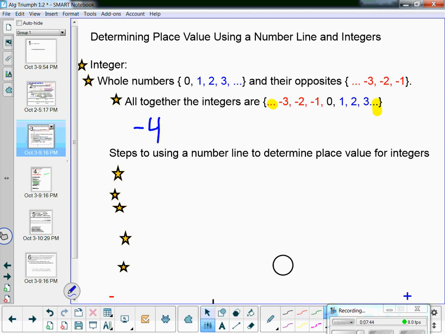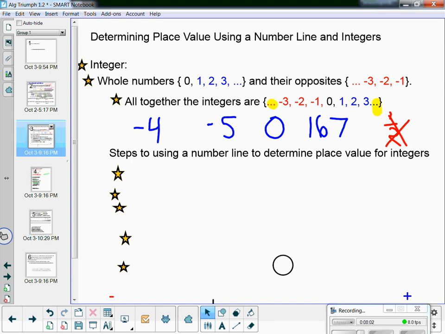Negative 4 is an integer. Negative 5 is an integer. 0 is an integer. 167 is an integer. 1/2 is not an integer.